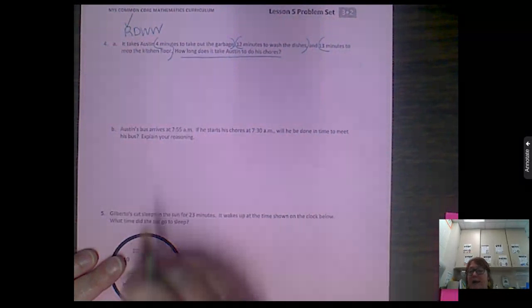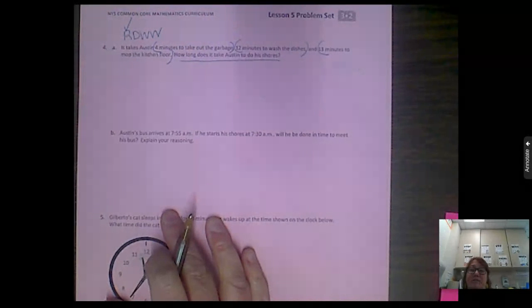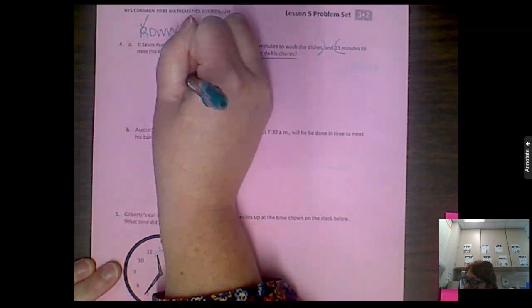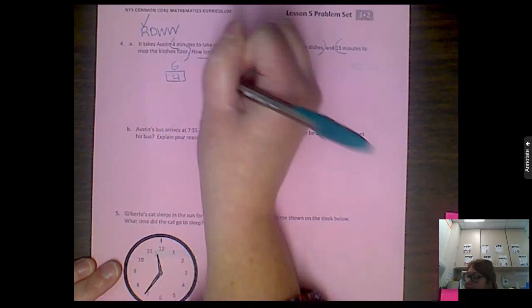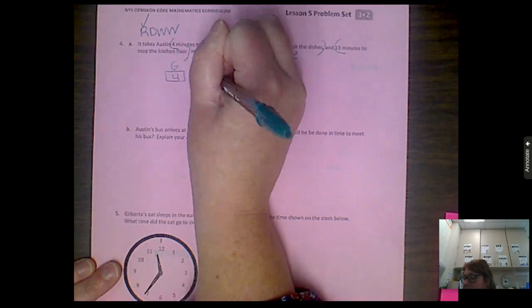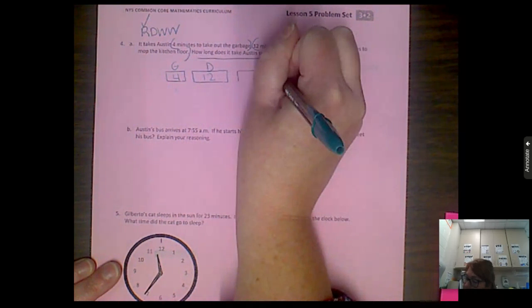Okay, so there's my read, and I want to think about what I'm doing. I have like a list of things, and I have 3 numbers, but I'm looking for the total. I want to know how much time it takes him to do his chores, which means I need to find the total of all these numbers. Okay, so if I think about it, so here is his 4 minutes to take out the garbage. Okay, and then he's got 12 minutes to do the dishes and 13 minutes to mop the kitchen floor.